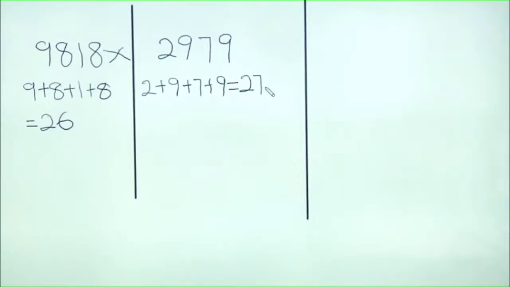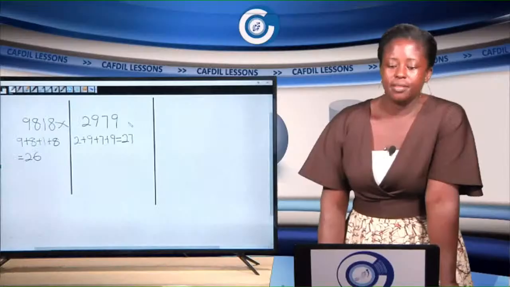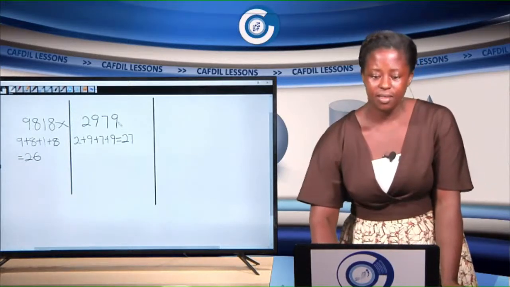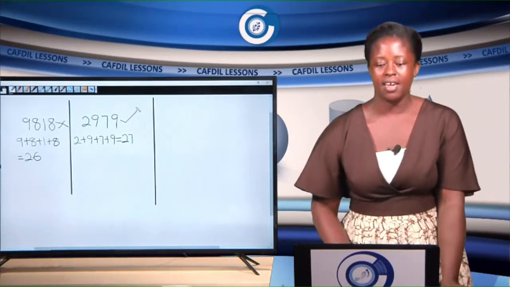Is 27 divisible by 9? Okay, let's add and see again. 2 plus 7 is 9. Therefore, 27 is divisible by 9. So, 2,979 is divisible by 9.